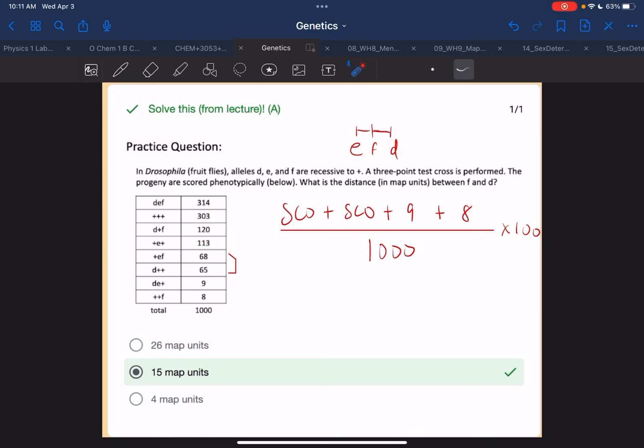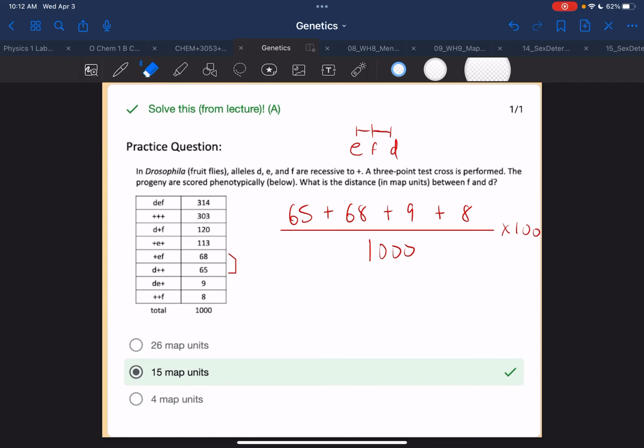But here, D is recessive and F is dominant, and here D is dominant but F is recessive. So, like I said, we have to look at where the dominance is different between the two letters we're comparing, F and D. In this one, one's recessive and one's dominant, and the same vice versa here. So we're going to end up using these two numbers as our single crossovers. I really hope I'm not confusing anybody. So I'm going to plug that in, and that's 68 and 65.